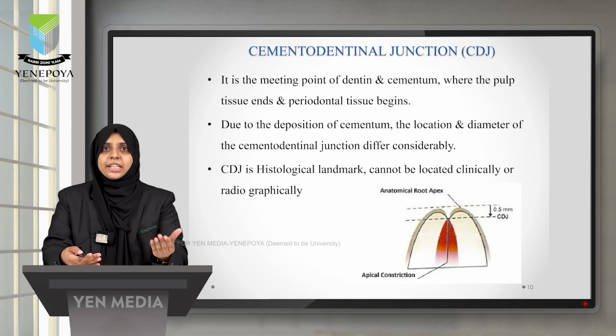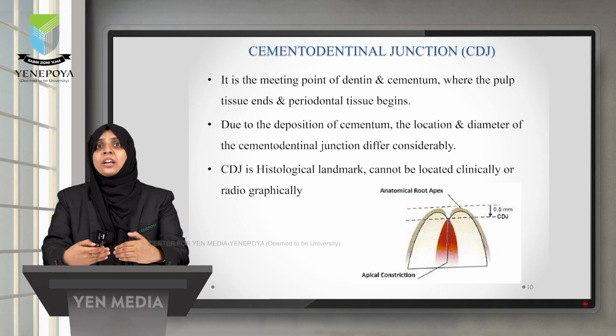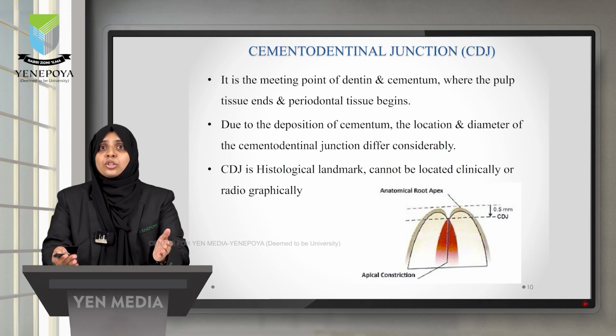Now coming to the cementodentinal junction, as I said, it is basically the point at which the dentin and the cementum meet. So at this point we can see where the pulpal tissue is going to end, and we can see the beginning of the periodontal tissues. Because of the continuous deposition of the cementum, the location and the diameter of this CDJ can differ considerably. And one more important point to note is that this CDJ we cannot locate clinically or radiographically. It is solely a histological landmark.